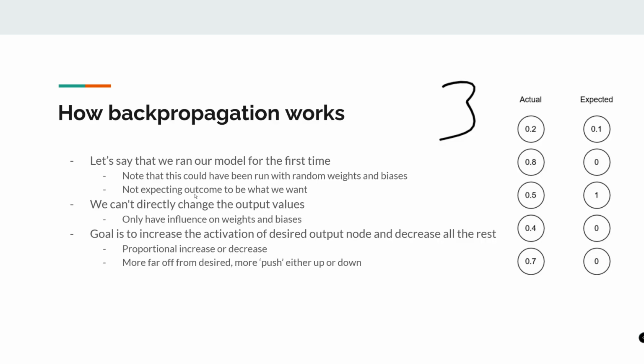Okay, so now how backpropagation actually works. Let's say that we ran our model for the first time. I just drew this number 3, and let's say we're inputting this into our model. Since this is running for the first time, it's important to note that it could have been run with random weights and biases, right? And so we're not really expecting the outcome to be what we want.